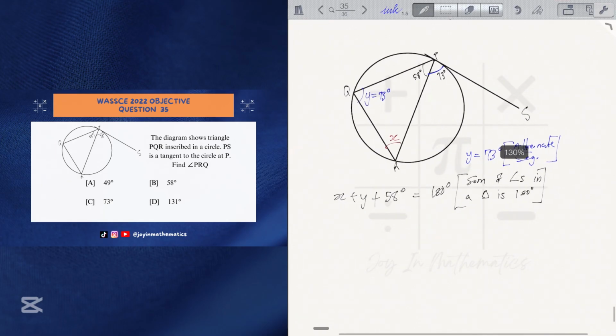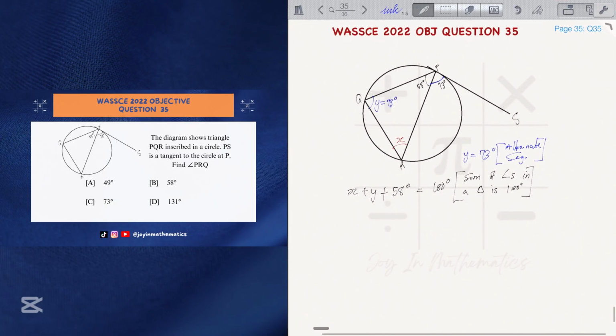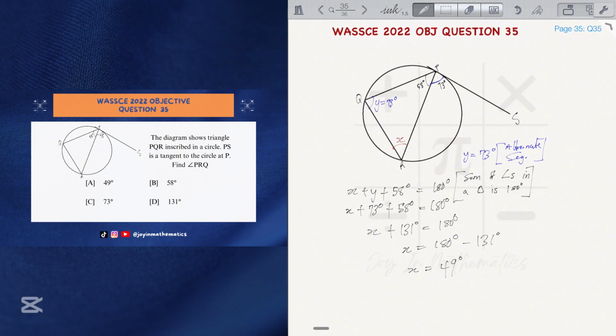So with this, we can now evaluate our x. Let's substitute our y. So x plus y, 73 degrees plus 58 degrees, is equal to 180 degrees. So x plus 131 degrees is equal to 180 degrees. So our x is equal to 180 degrees minus 131 degrees, and this will result in 49 degrees, which is equivalent to option A. So we can see we moved from alternate segments to sum of angles in a triangle.